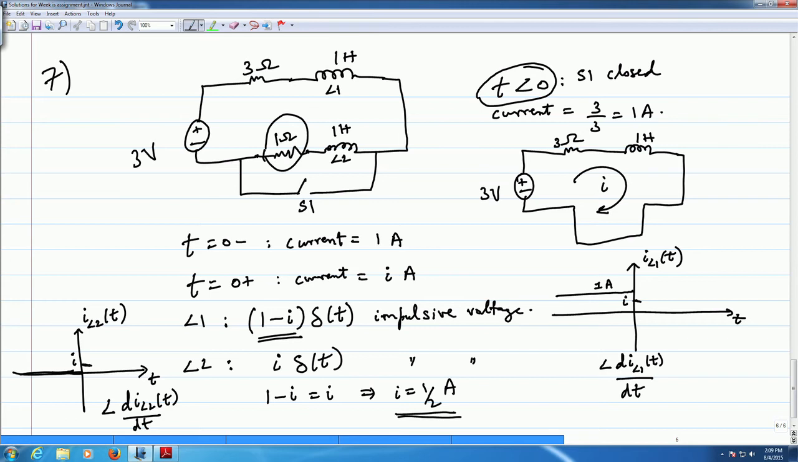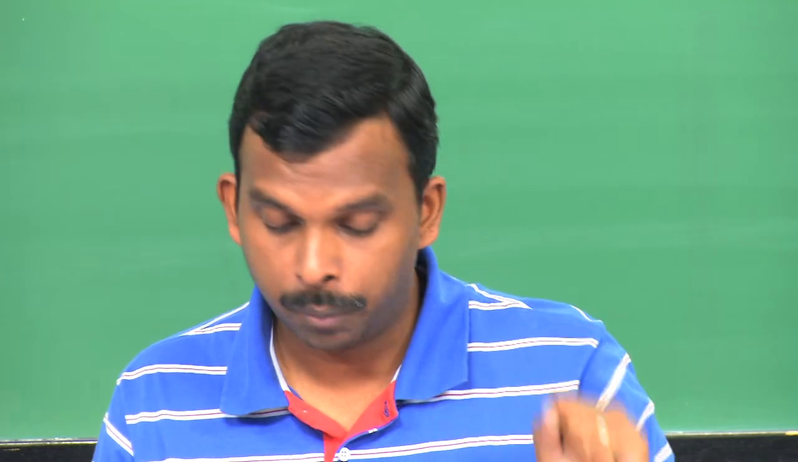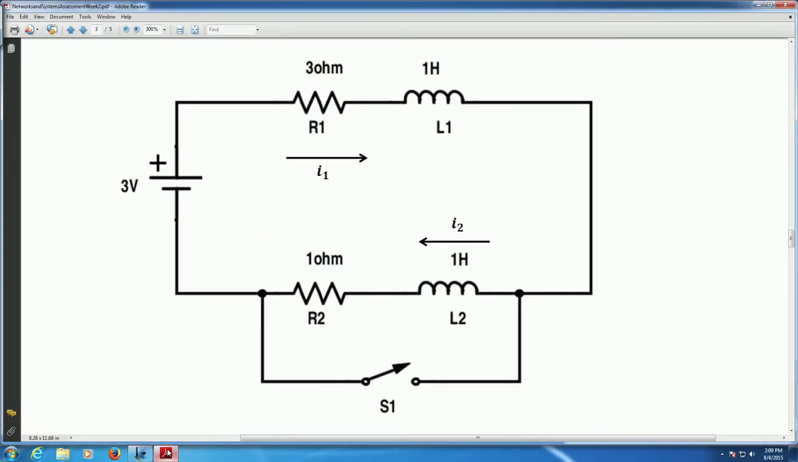These kinds of problems are described in detail in the lectures by Professor V.G.K. Murthy as well. I will invite you to look at them, but this is the way to solve it. So, you have to look at the current change across the inductors in the loop, and you have to equate the impulsive terms to 0. Okay. So, let us move on to question 8.